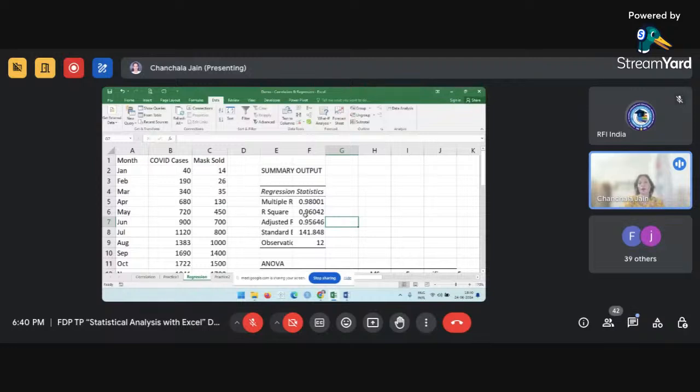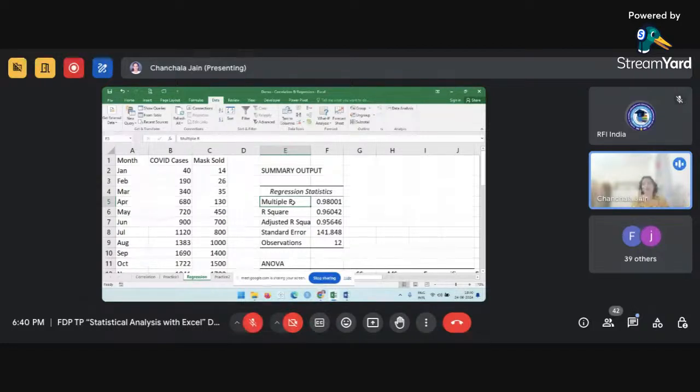We'll see once I come to the interpretation part of those. So firstly, I'll talk about the output which we are getting here. Here you can see we are getting the multiple R. Generally, it is named in Excel as multiple R. So it is the value of your R, which is 0.98. You have two variables, mass sold and the COVID cases. In that, you can find the correlation value is 98%, right? So that is a high positive or strong positive correlation between these two variables.